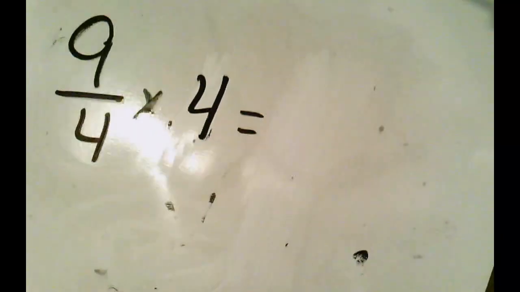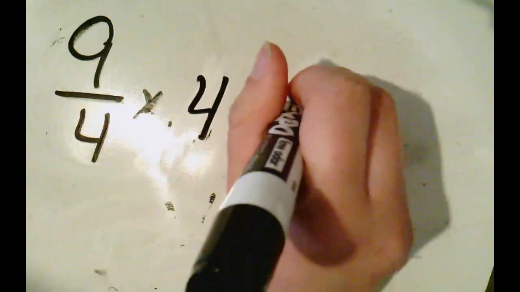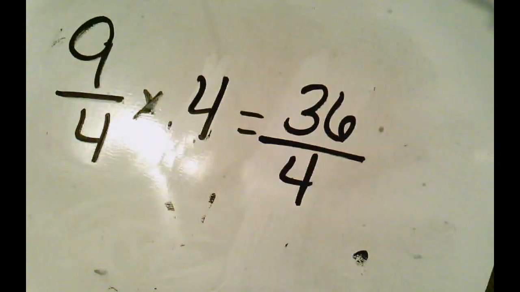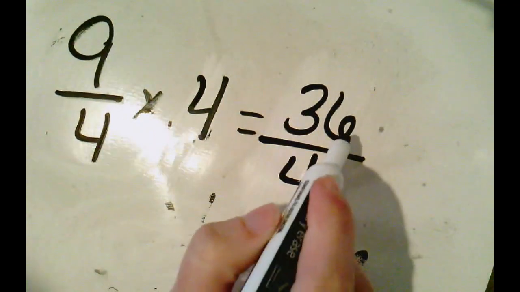Then they want you to quadruple it. So quadruple means multiply by 4. So 9/4 times 4. Remember, just multiply my numerator. 9 times 4 is 36. Denominator stays the same. So 9/4 quadrupled, or times 4, is 36/4.